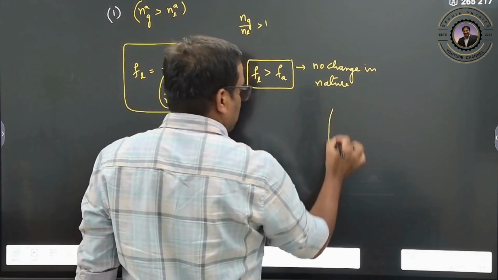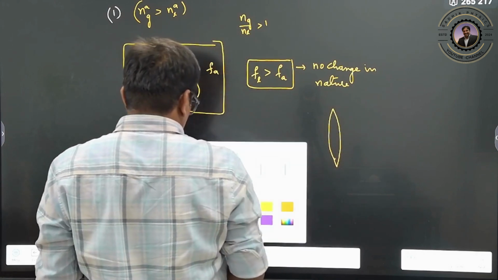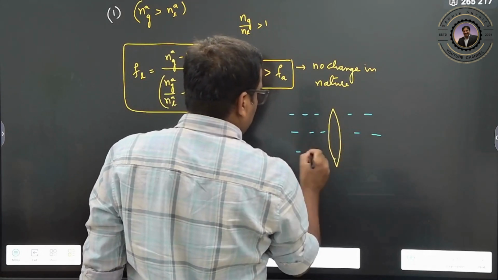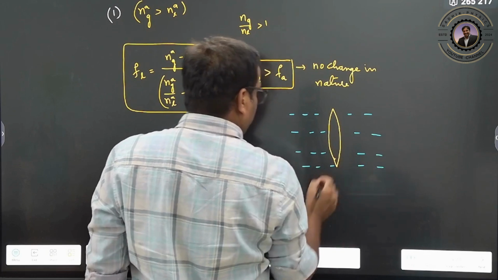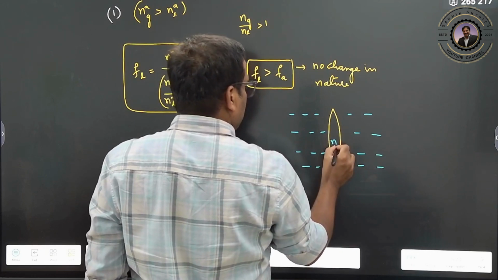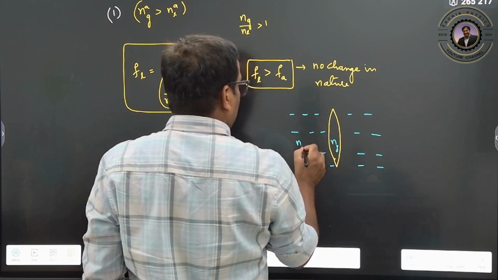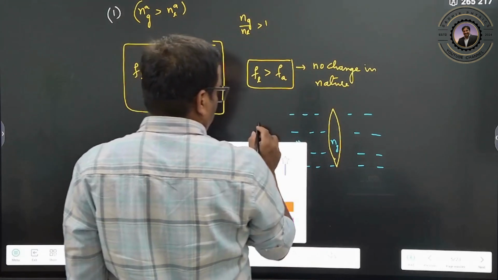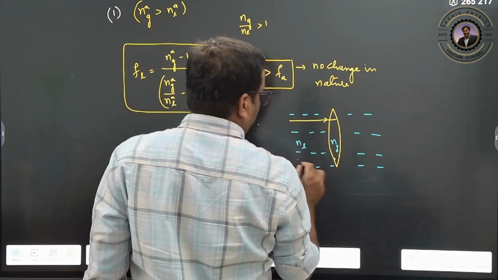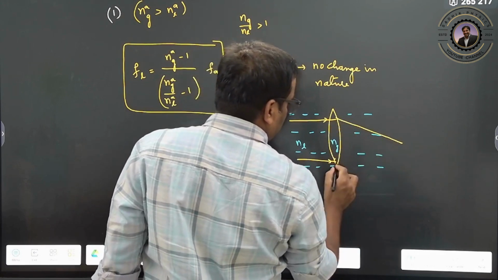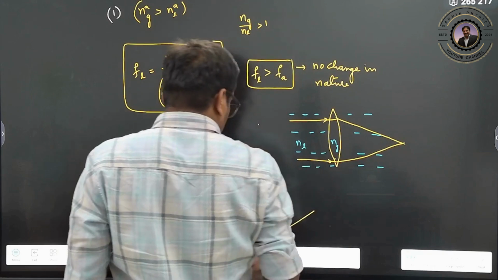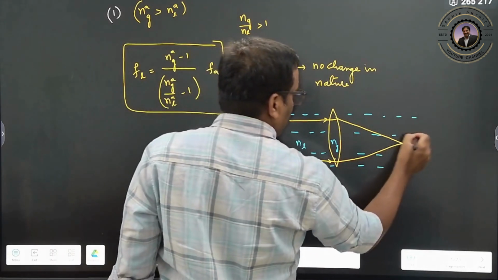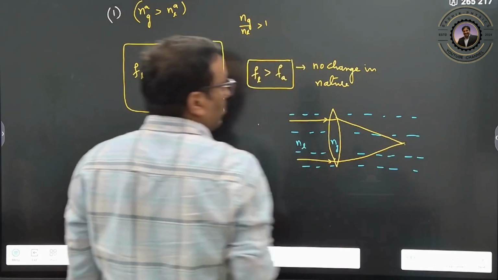Suppose this one lens is there, and we are going to place it inside a liquid. What is the condition? The refractive index of this glass is more than that of the liquid. Therefore, the focal length of this lens will increase. So the focal length will increase, clear? Focal length will increase.